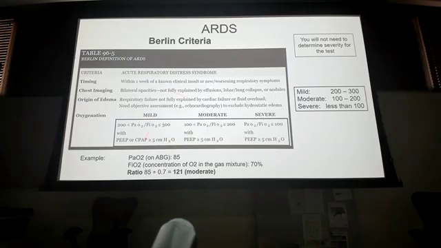Then we come down here, it's mild if it's greater than 200 and less than 300. Moderate is going to be greater than 100, less than 200, and severe is going to be less than 100. So you don't need to do these calculations on the tests. You just may need to know mild, moderate, severe, right? Understand those cutoff scores and what that's telling you about your patient.